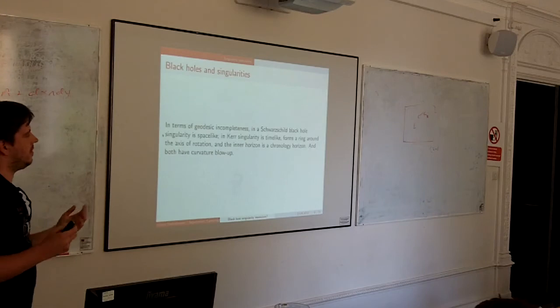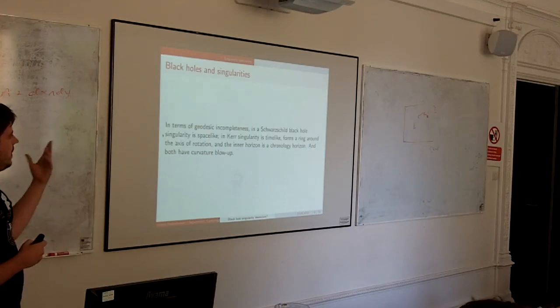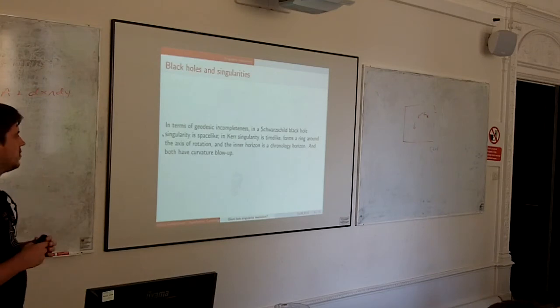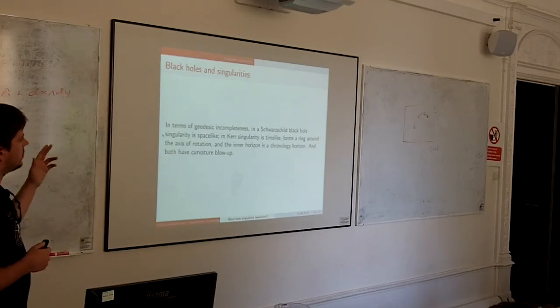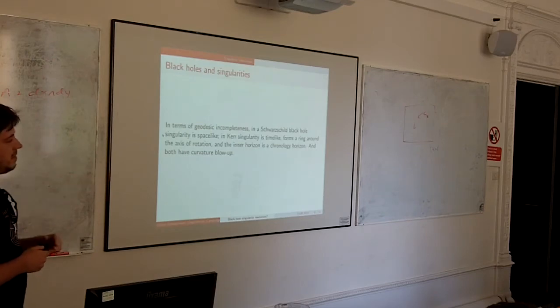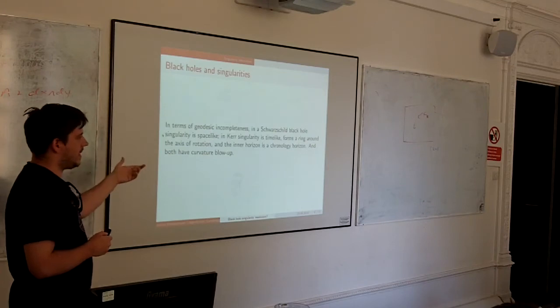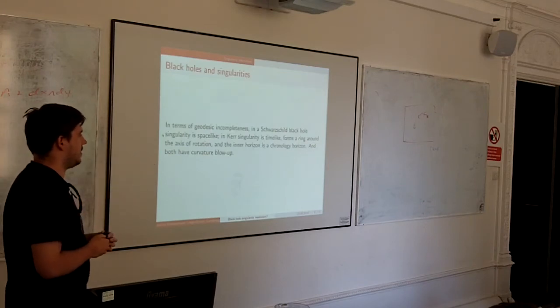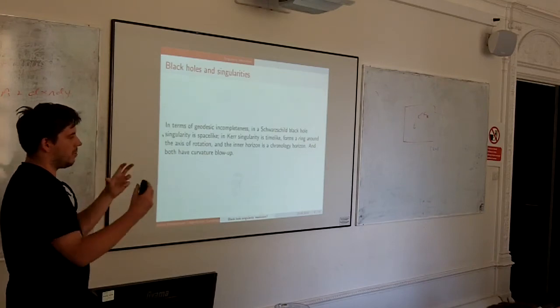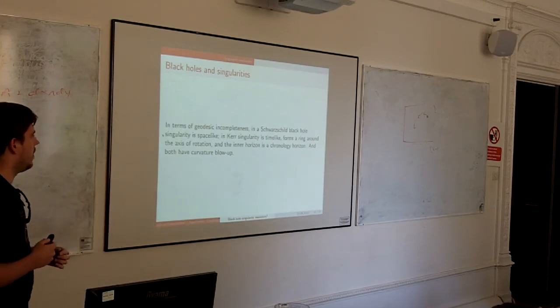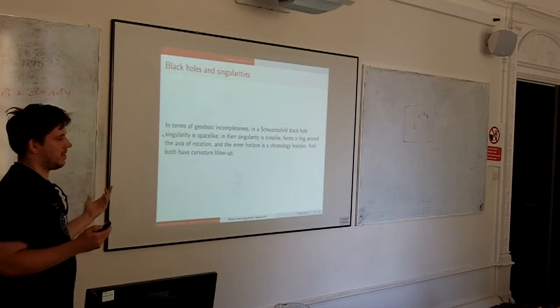And then, if you think about black hole spacetimes in terms of geodesic incompleteness, Schwarzschild spacetime is geodesically incomplete, and Kerr spacetime is geodesically incomplete. But in the Schwarzschild case, the singularity is space-like, and in the Kerr case, the singularity is time-like. So it sort of forms a ring around the axis of rotation of your black hole. And both of those have curvature blow-up.